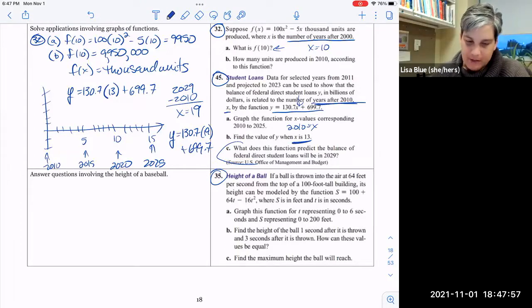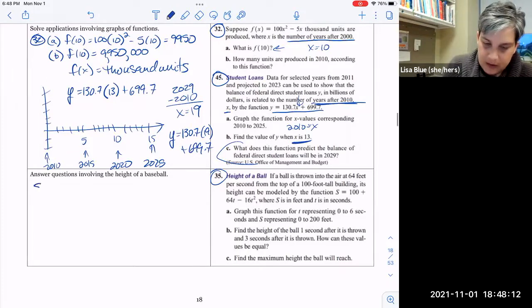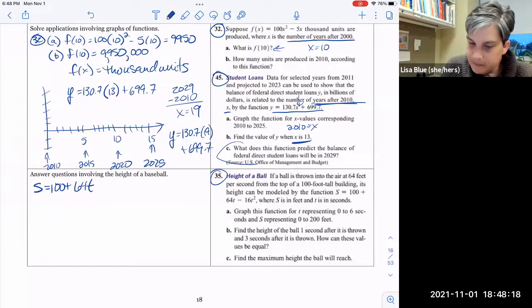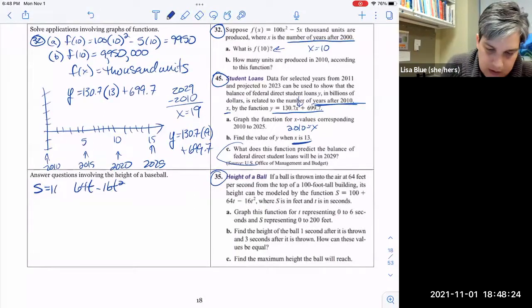All right. Height of a ball. If a ball is thrown into the air at 64 feet per second from the top of a 100-foot tall building, its height can be modeled by the function. Okay, so the only thing we really need so far is S equals 100 plus 64t minus 16t squared. So they figured out all the yucky physics for us, and we're just going to take their result and run with it.